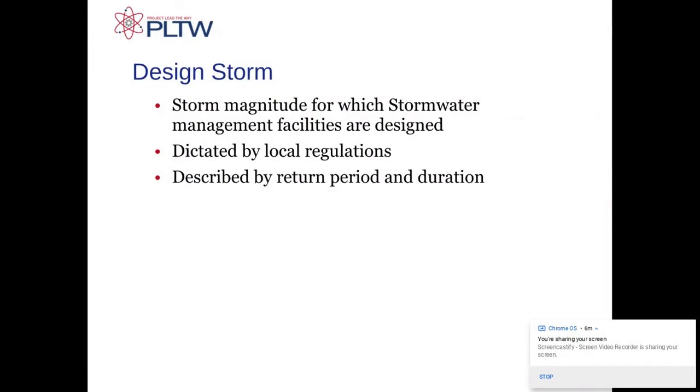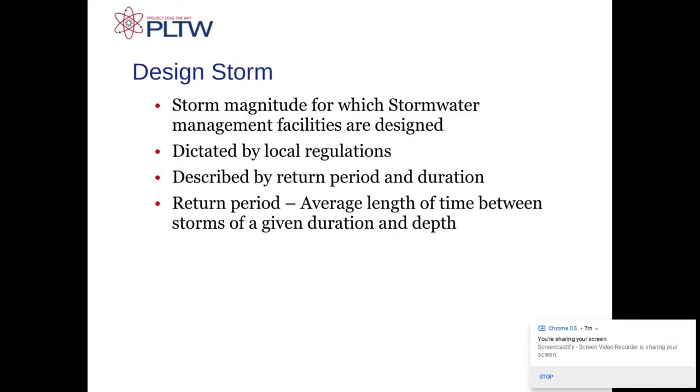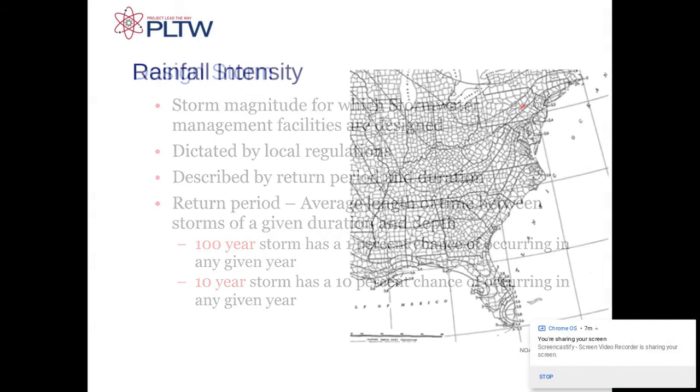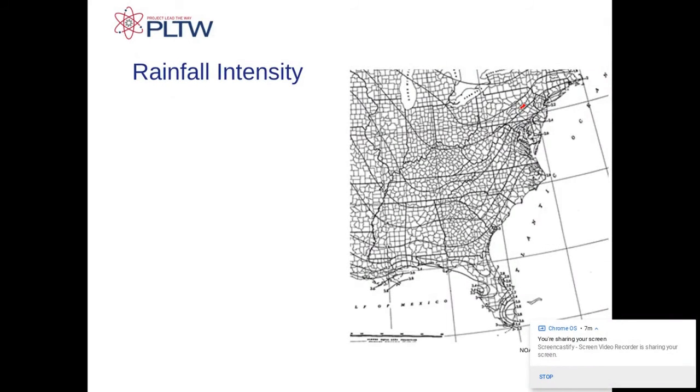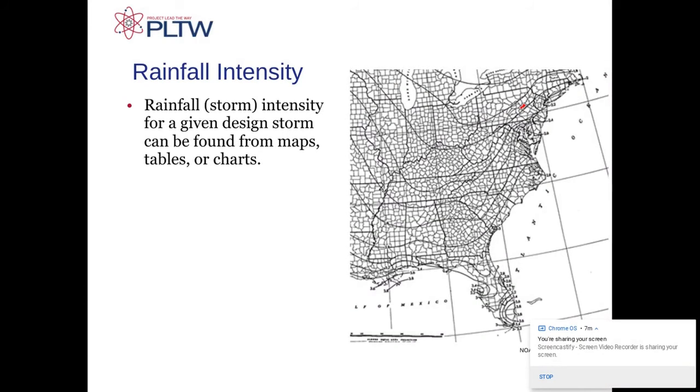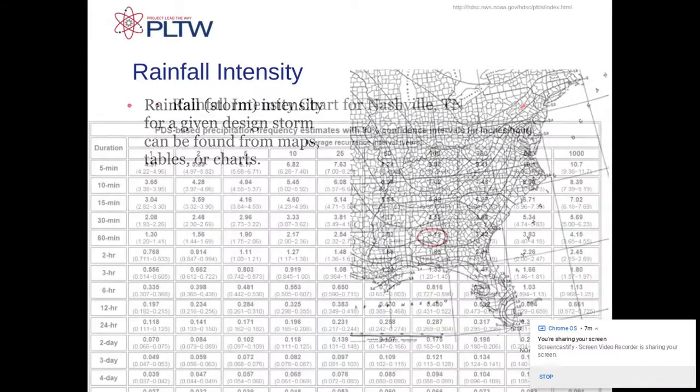The design storm is always described by the return period. So it's a 5-year, 10-year, 100-year storm, as well as the duration. Is it 24 hours? Is it the 100-year storm that lasts for 24 hours? It's a pretty intense storm. So there we go. And all of this is described in maps. You see this map here on the right-hand side. You have these contours that go across, and it's kind of hard to see, but those contours indicate rain amounts. So the intensity of the design storm can be found from maps and charts.